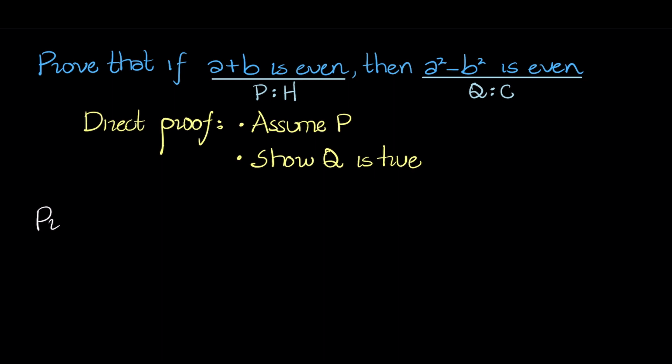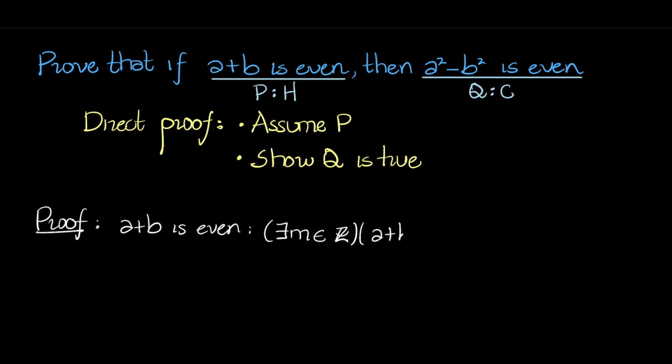Proof. Okay, we need to assume p. So what's p? P is the statement a plus b is even. So we assume a plus b is even. And what does this mean? This means that there exists an integer, let's call it m, such that we can write a plus b as 2 times m. Okay, that's the definition of a number being even.